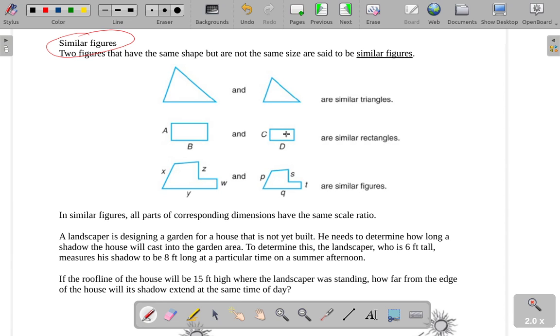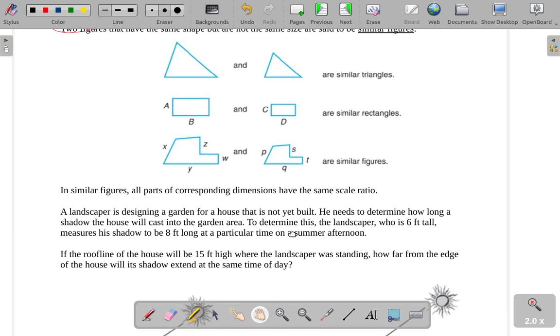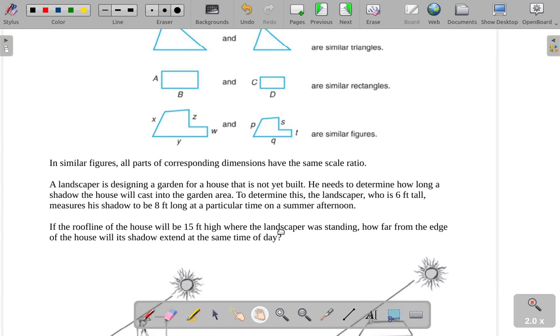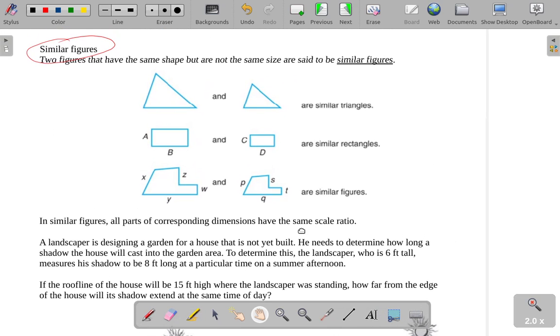And also these rectangles, they're similar, and this weird shape, whatever that is, those are also similar to one another. The nice thing about similar figures is that the scale ratio is maintained. So if I was to do a ratio of any of these measurements, so x to p here, so this distance divided by that distance, it must be the same as w over t. The scale ratio would be maintained.